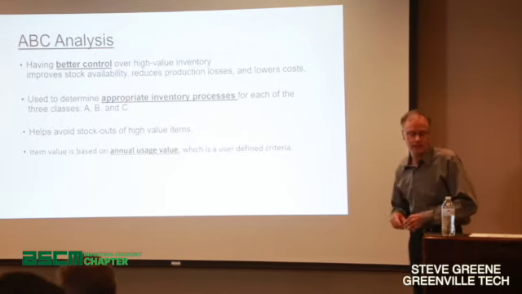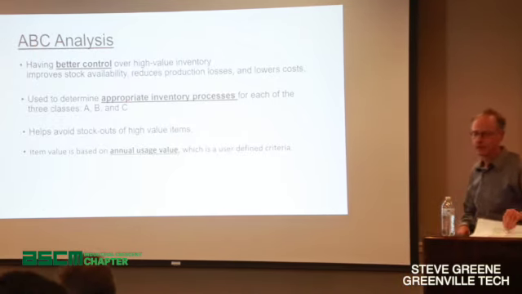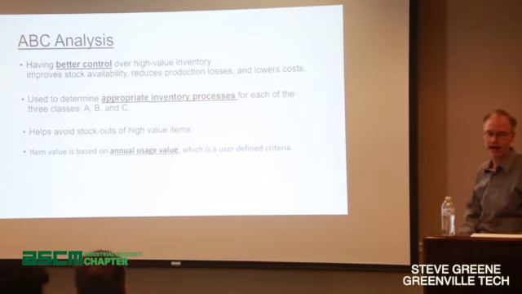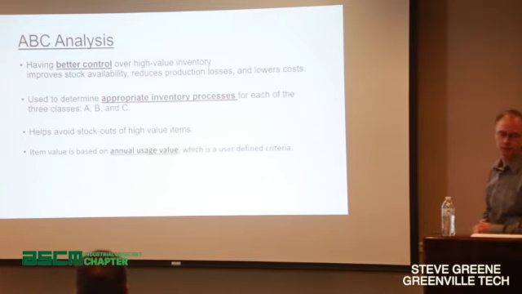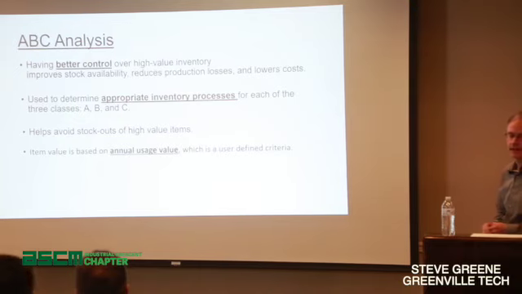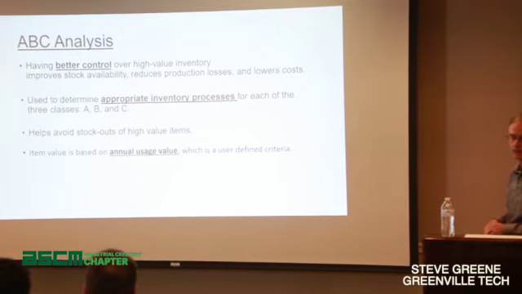So with ABC inventory analysis, it's about having better control over high-value inventory. It improves stock availability, reduces production losses, and lowers costs. And it's used to determine the appropriate inventory processes for each of those three classes. The key thing about ABC analysis is you don't want to get stocked out of A items. So we want to avoid stockouts of those high-value items.